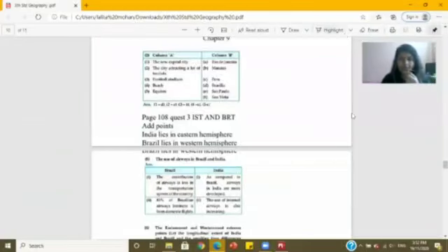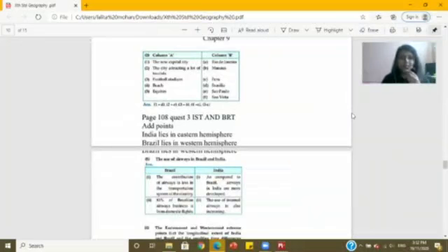Chapter number 9, match the column. The new capital city, correct answer is Brasilia. Second, the city attracting a lot of tourists, correct answer is Sao Paulo. Third, football stadium, correct answer is Manaus. Fourth, beach, correct answer is Rio de Janeiro. And fifth, equator, correct answer is Peru.